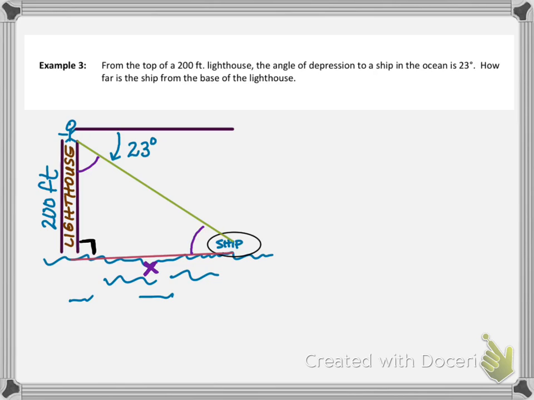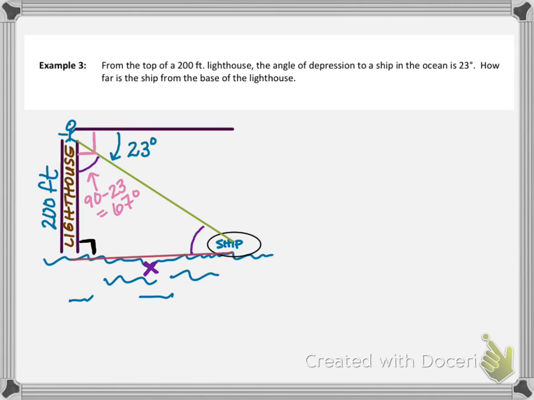But they did give us the 23 degrees. So hopefully what you're doing is remembering from geometry. Notice that this right here is a 90-degree angle. So the sum of those two angles has to be 90 degrees. To find this angle right here, all we needed to do is 90 minus 23 to get 67 degrees.